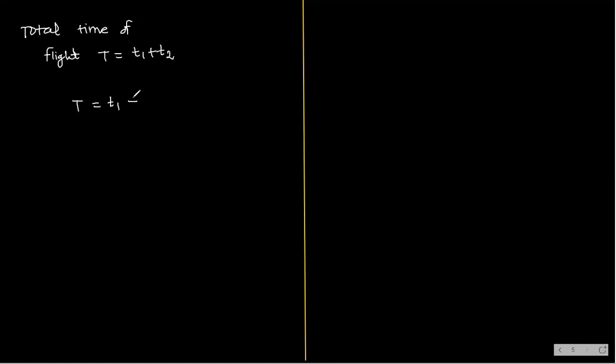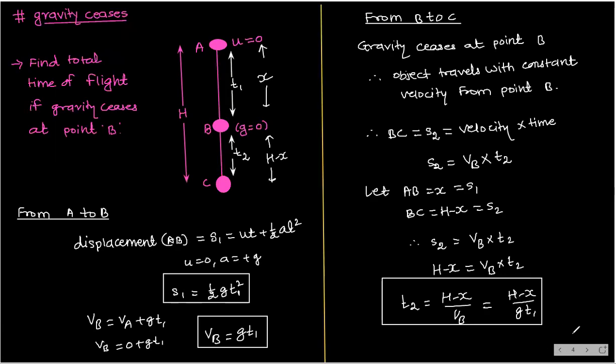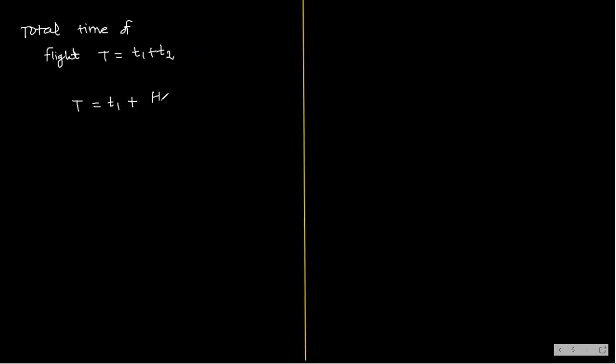Now total time of flight. Capital T is equal to T1 plus T2. And therefore T is equal to T1 only plus T2, what we got? H minus X divided by GT1.